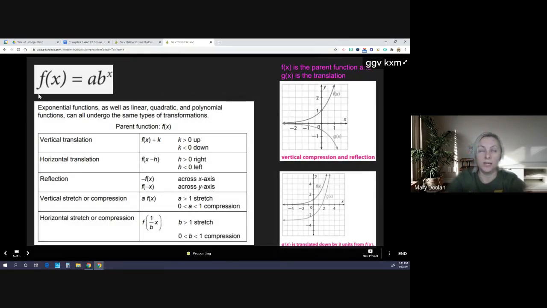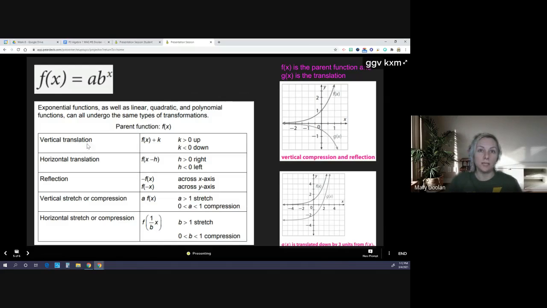Again, you want to remember f of x equals a times b to the x power. This is the general form of any exponential function. Exponential functions, as well as linear, quadratic, and polynomial functions, can all go under these same types of transformations. So far we've done a lot of linear, and we're in exponential right now. We haven't gotten into quadratic or polynomial, but whatever you start with, you call that the parent function. That's what you start with, and then you do something to it to transform it.